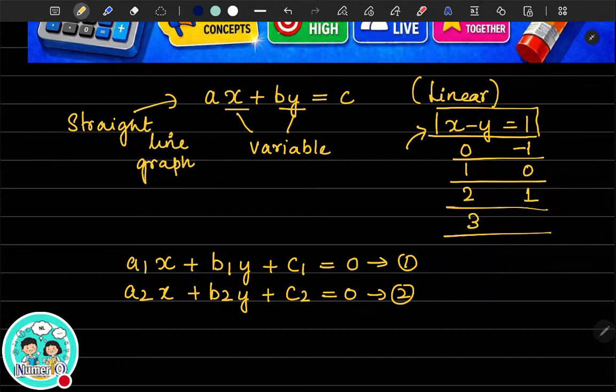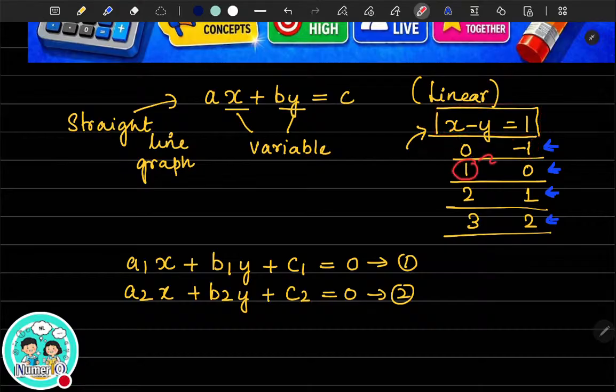If x is equal to 3, what will be the value of y? It will be 2, right? So each of these are the solutions of the linear equation. Each of these. So x equal to 0 means y equal to 1. This is one solution. That means this is the value of x and this is the value of y which is satisfying this linear equation. So this is one solution.